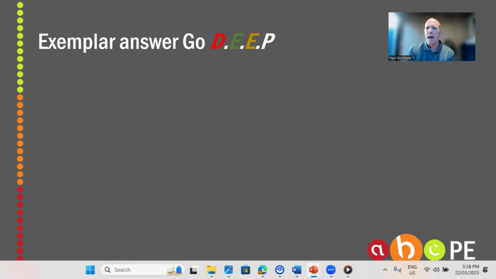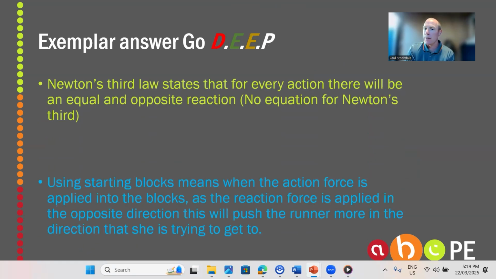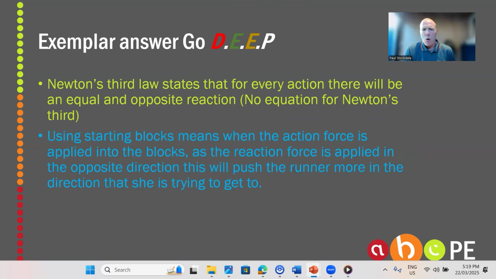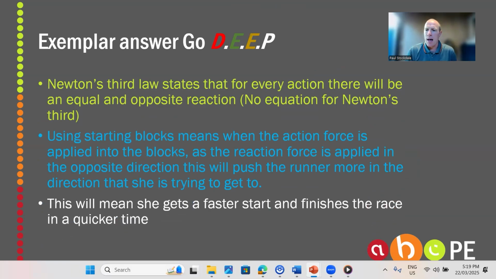So, how do we write this down? We're starting with the definition. Newton's third law states for every action there is an equal and opposite reaction. There's no equation for this law. So what we're really getting at is that we're applying that force in the horizontal direction, so we're going where we need to. And don't forget the easy bit. A faster start means she's going to finish that race in a quicker time. Therefore, she's more likely to win the race.